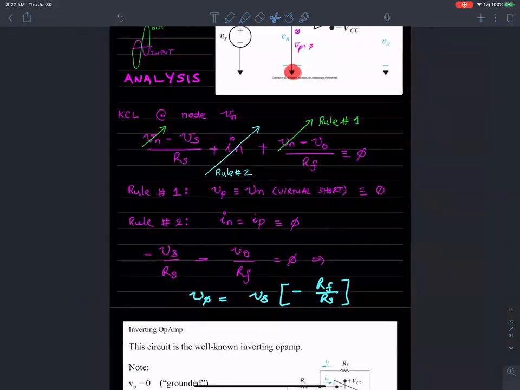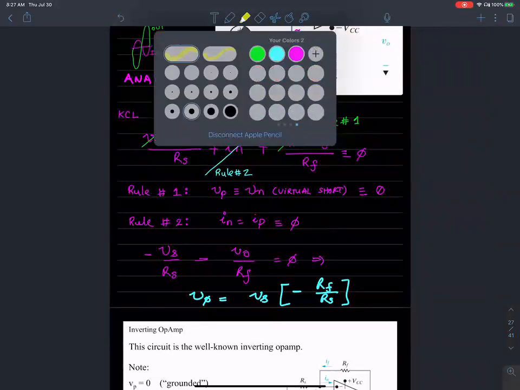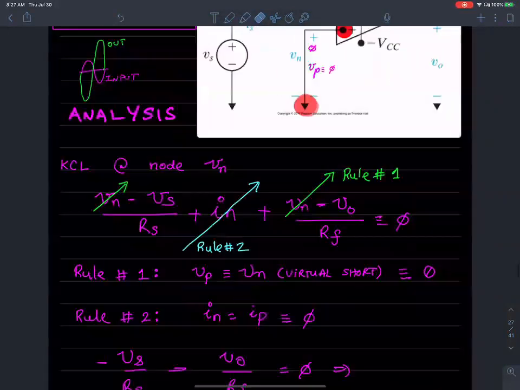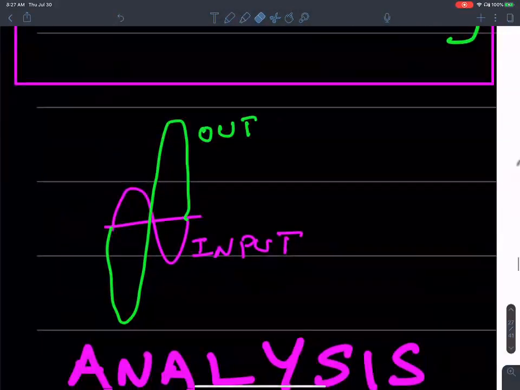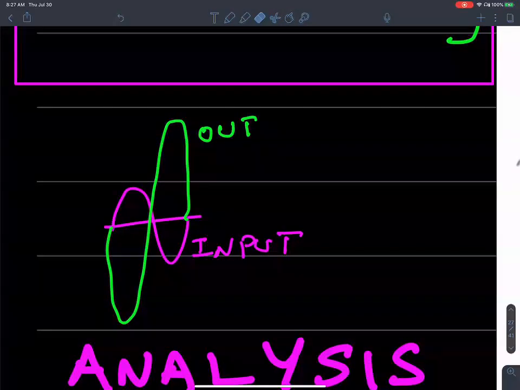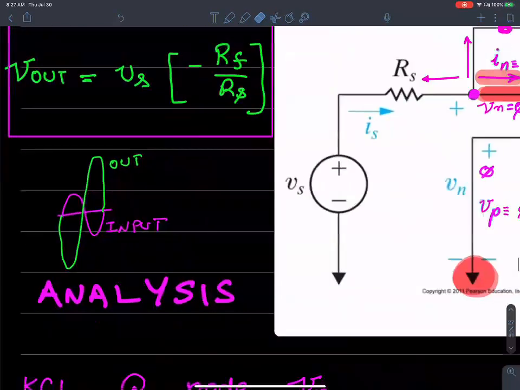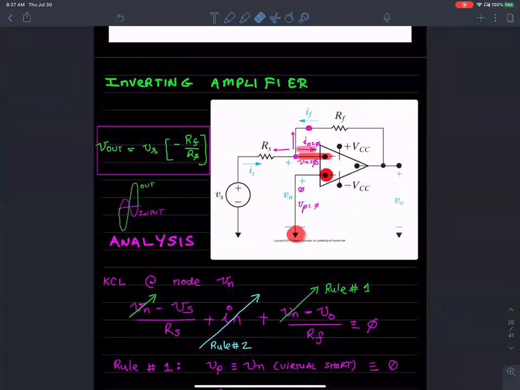Okay, so this is an inverting amplifier. Let me tell you again why this is an inverting amplifier. The output VO is the input multiplied by a negative term. So when you plot the output and input, the output is going to be an inverted version. If the input is high, the output is low. Similarly, if the input is low, the output is high. It's going to be an inverted and amplified version. Does that make sense? Yes. Okay, good.